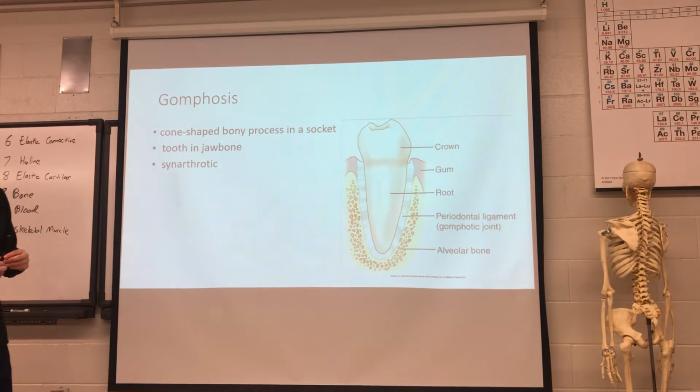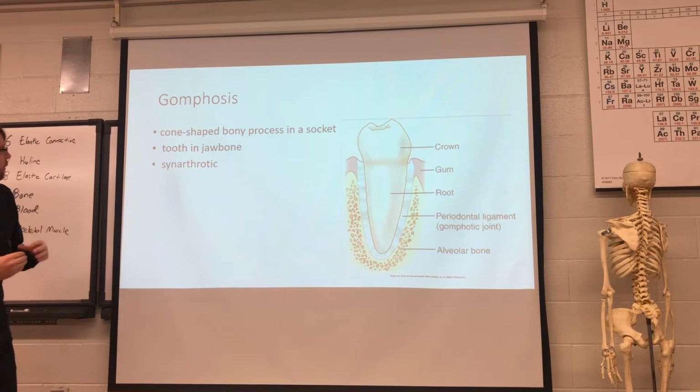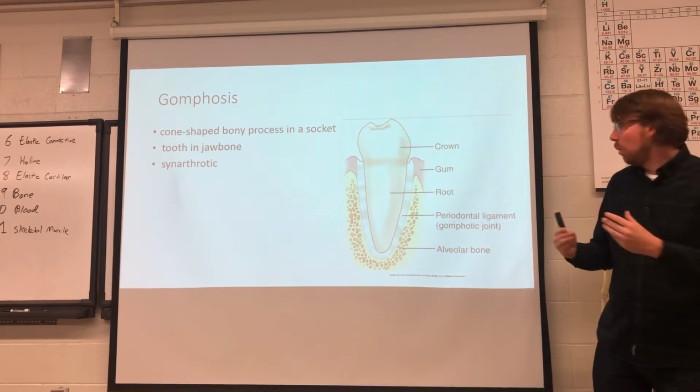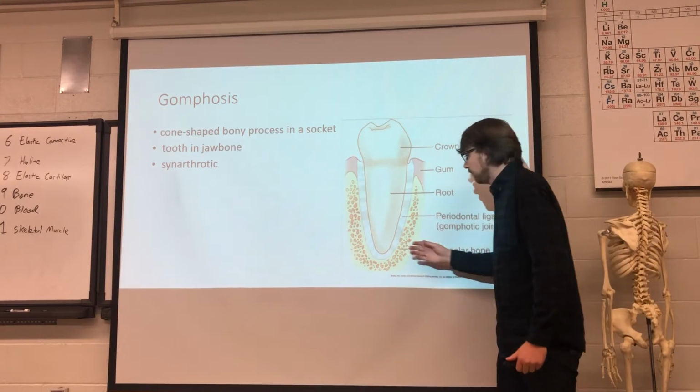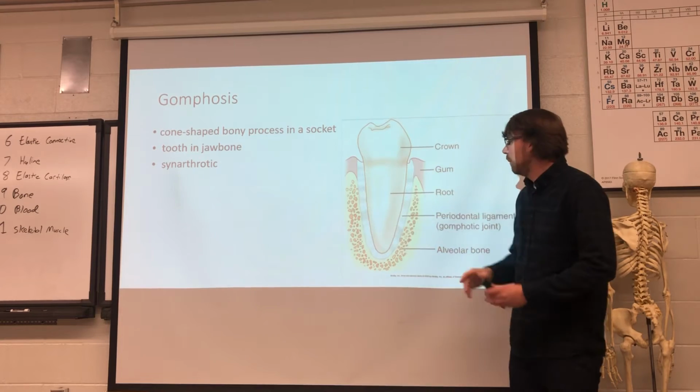Then there is a gomphosis. Sorry if I'm butchering that name, which is a cone-shaped bony process in a socket, tooth, and jawbone. These are synarthrotic, so these are immovable, hopefully. So it is binding tooth to the bone.